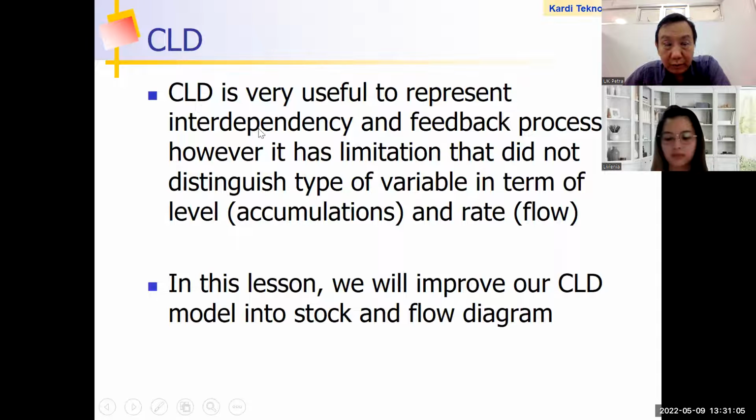So last time we discussed about causal loop diagram, CLD. CLD is very useful to represent the interdependency and feedback process, right? However, it has limitation. It did not distinguish the type of variable in terms of the level and the rate.